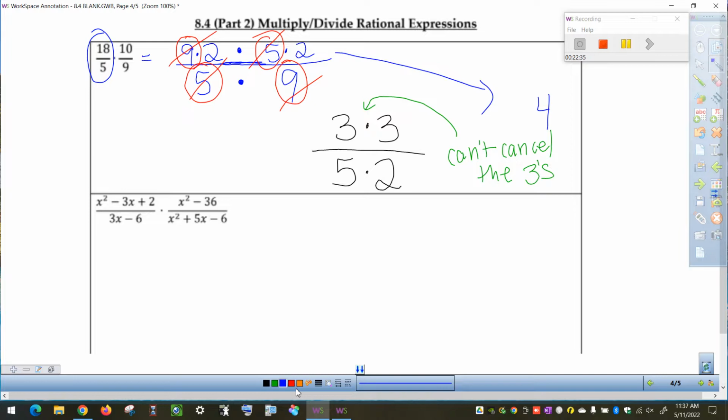I'm going to start by rewriting the first fraction by getting it all factored. The numerator here is a basic trinomial, so that can factor into x minus 2 times x minus 1. The only thing we have on the denominator is a greatest common factor of 3. So we can factor out that 3, leaving us with x minus 2 in the parentheses.